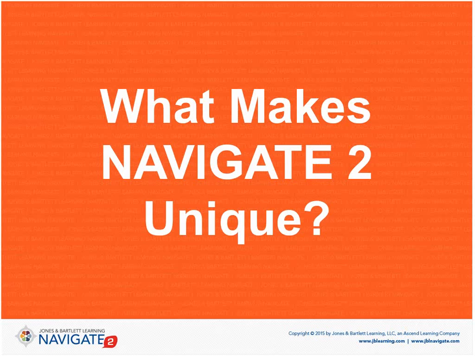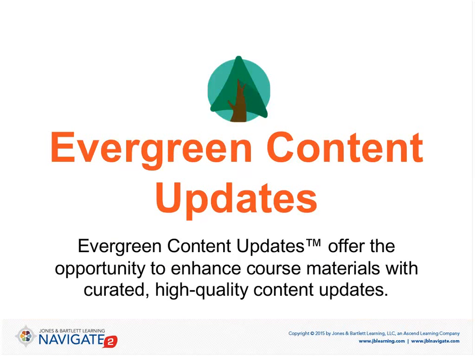So what makes Navigate 2 unique? First is something called Evergreen. Evergreen allows for content updates. So let's say, for example, we have released 10 new questions for Chapter 2, and we'd like to share them with you. Well, we have the ability to push that out through the Evergreen content update, and then you as the user have the ability to accept or decline those updates.